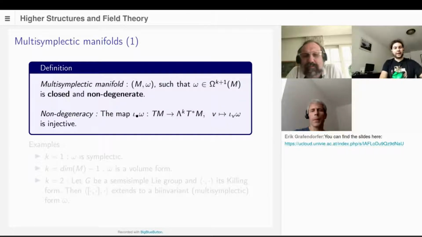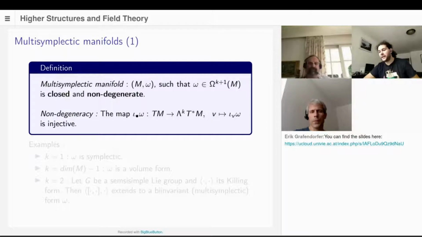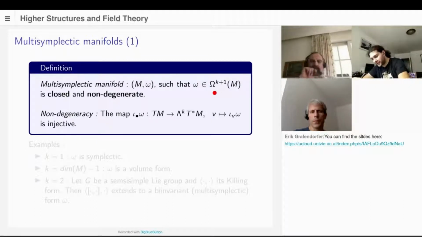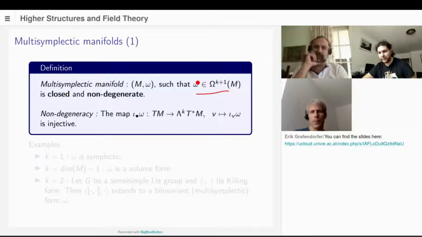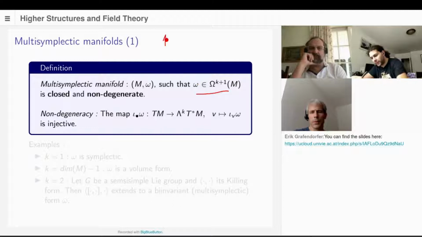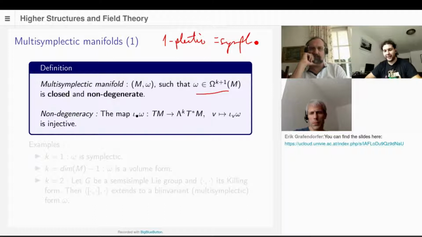Okay, so let's generalize the definition of a symplectic manifold. Instead of demanding it to be a 2 form, we just say that it's a k+1 form. This is a historical convention because people want one-plectic to be symplectic. And this k+1 condition actually is quite convenient at a few places, so we'll stick to that. So it's a k+1 form, which is again closed. By closedness, we mean the same thing as before.